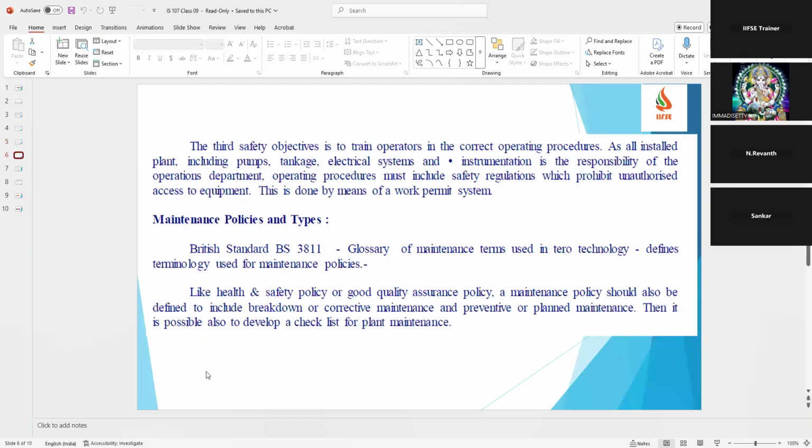Then third is the safety objective, which is to train the operators in the correct operating procedures, as installed in the plant, including pumps, tanks and electrical items. Instrumentation is a responsibility of the operational department. Operational procedures must include safety regulations which prohibit unauthorized access to equipment. This is done by means of a work permit system. Okay.